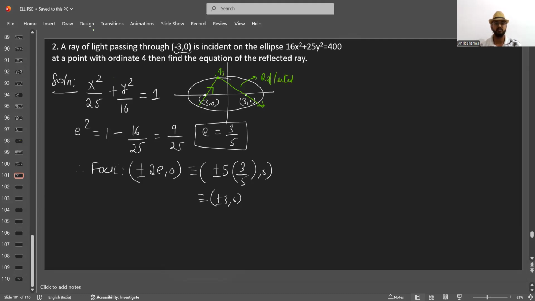So the main twist here is that the reflected ray would pass through the other focus. That is (3, 0). So now we basically need that point P.